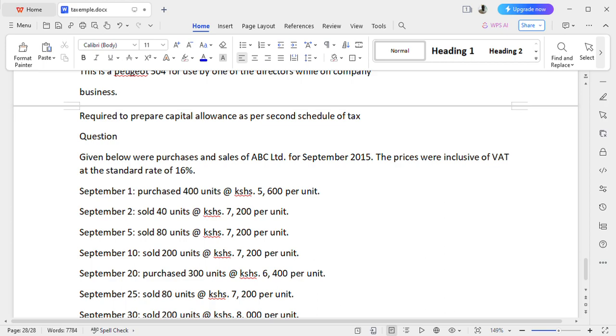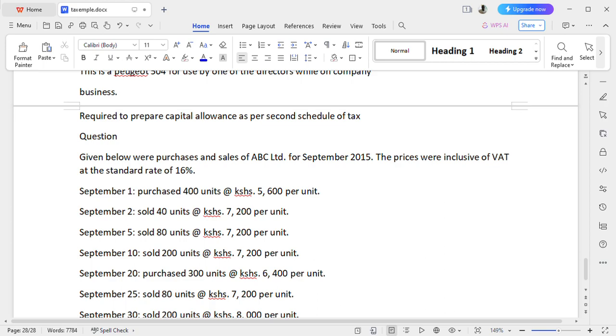So sometimes it is inclusive, sometimes it is exclusive. So if it is exclusive, there is a formula. If it is inclusive, there is a formula. September 1st, purchased 400 units at shillings 5,600 per unit.